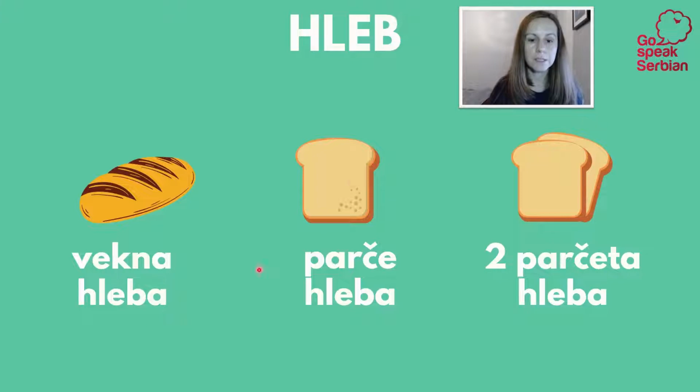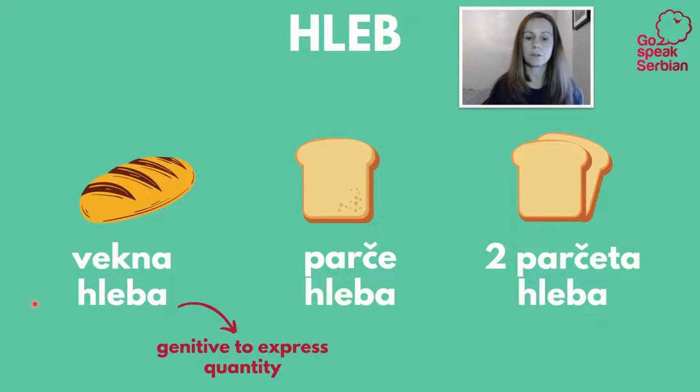So you can see that the noun hleb looks a little bit different in the examples here. It has that ending a, hleba. This is because this is genitive form of this noun, genitive singular form of the noun hleb. We use genitive to express quantity, so when we speak of a loaf, a slice of something, or two slices of something, we are using genitive case. Also, after the number 2, which we have in this example here, we use genitive as well.